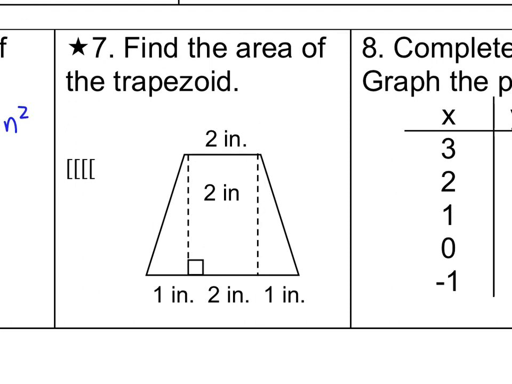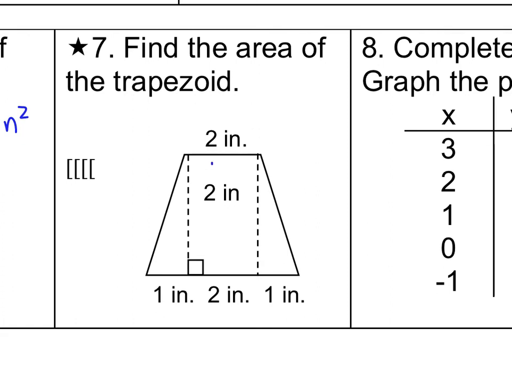And obviously it's not drawn to scale, because this does not look the same length as this. But a lot of times the figures that they draw will say, at least in Eureka Math, not drawn to scale. That means this can be 2 and this can be 2, and they don't have to look the same. We're going to go by the numbers.